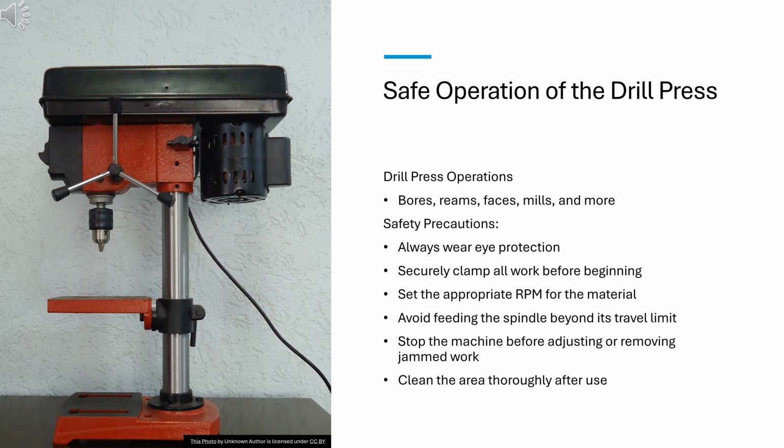The drill press is a versatile tool used for tasks such as boring, reaming, facing, and milling. To ensure safety, always wear proper eye protection and securely clamp your work. Adjust the drill's revolutions per minute, RPM, depending on the material you're working with, and never exceed the spindle's travel limit. If adjustments or jam removals are needed, stop the machine first. Finally, restore a clean work area after completing your work with the machine.